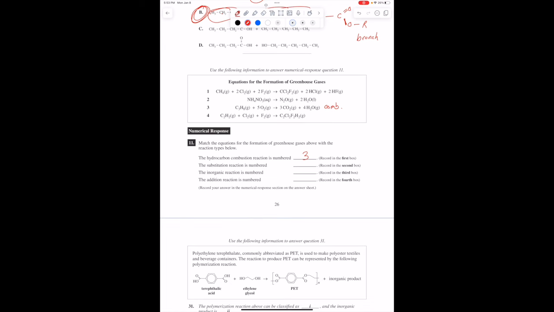This is kind of funny. Hey, look at this. We got this. And these are both being added to that. Anyway, that's my addition. So that's going to have to be number four.